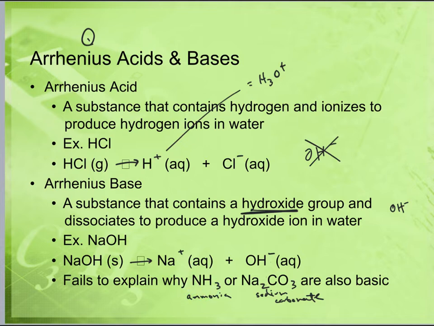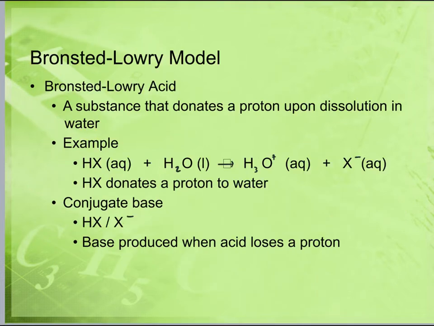We could test ammonia. We'd put the red litmus paper into ammonia water and it would turn blue, which told us it was basic. And these definitions weren't enough to explain that. So we needed a new definition in addition to Arrhenius's. So that's going to be these two guys, Bronsted and Lowry. Instead of talking about hydrogen ions and hydroxide ions, they are going to put it in terms of donating a proton or accepting a proton.